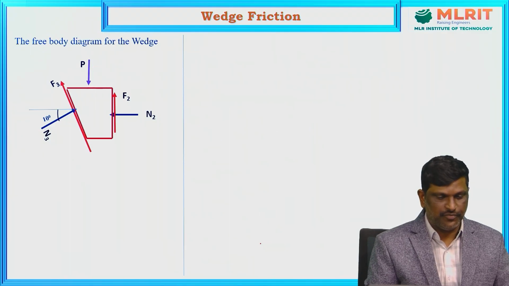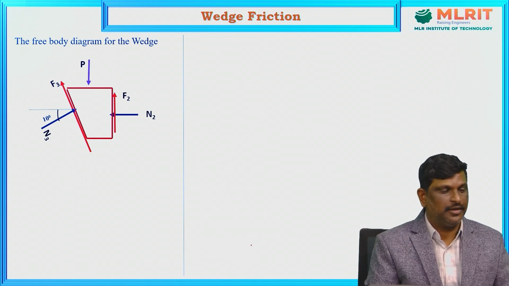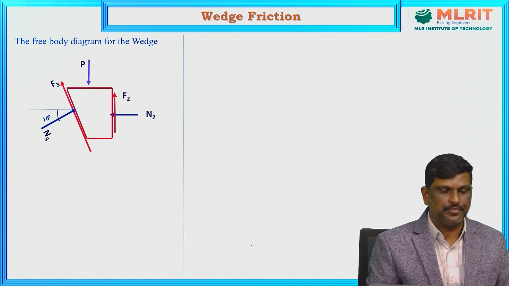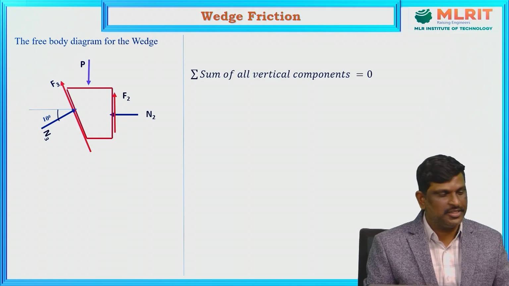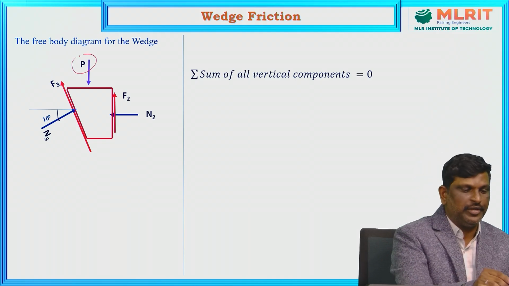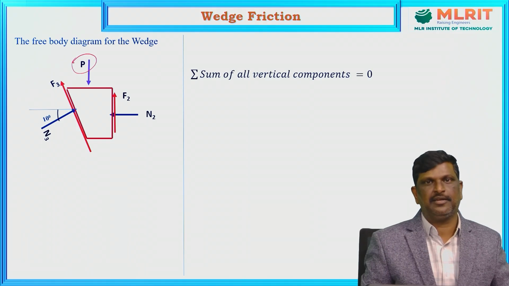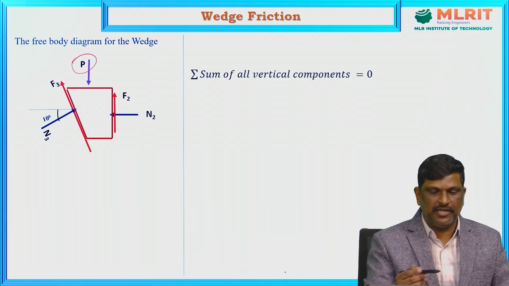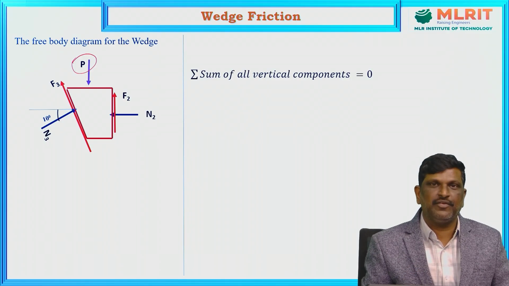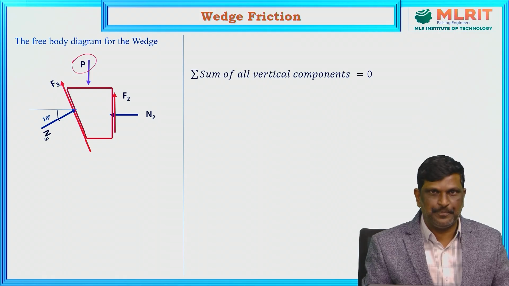Now let us move forward to calculate the unknown value P. So sum of all vertical components equals 0. In the horizontal components, the P is not included. Why? Because it is purely vertical. It will be included in the vertical forces only. Here we will get the equation and we can solve the value of P.